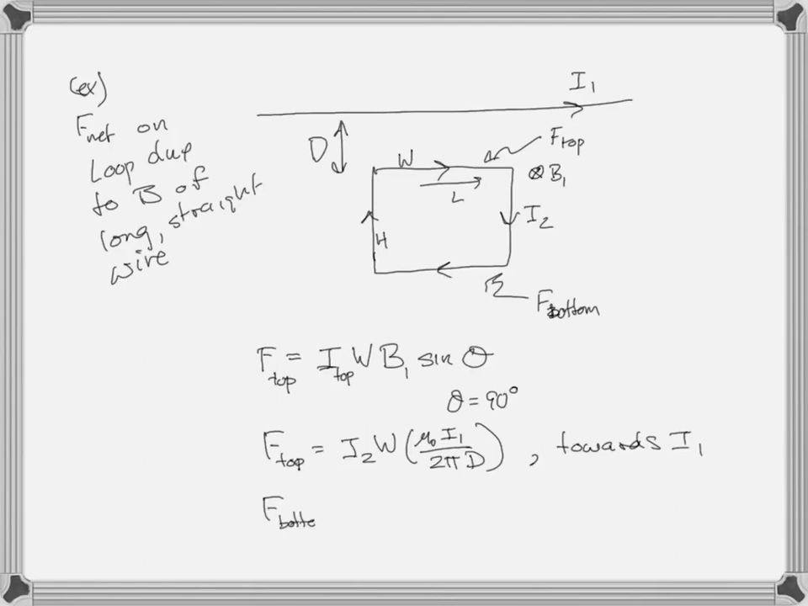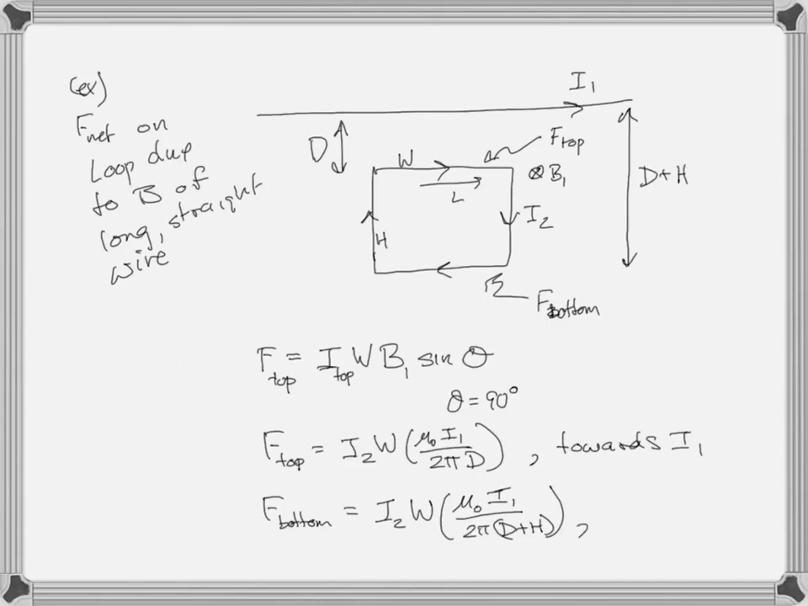Okay, let's do F bottom. Now you should be able to do F bottom pretty easily. The force on the bottom is the current on the bottom, which is I2, times the length of the bottom, which is W, times the magnetic field at the bottom. This is where you've got to be careful. The magnetic field at the bottom, due to I1, is mu naught I1 over 2 pi, and the distance is D plus H. Right, the distance from I1 to the bottom is D plus H.